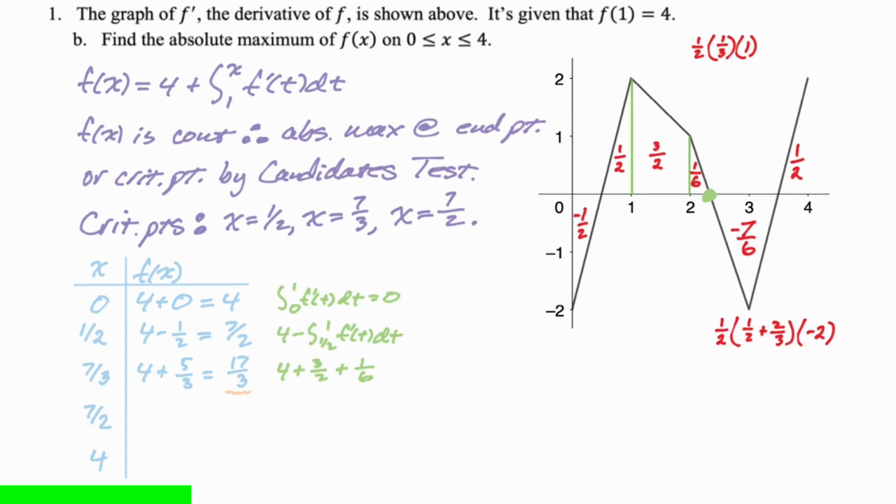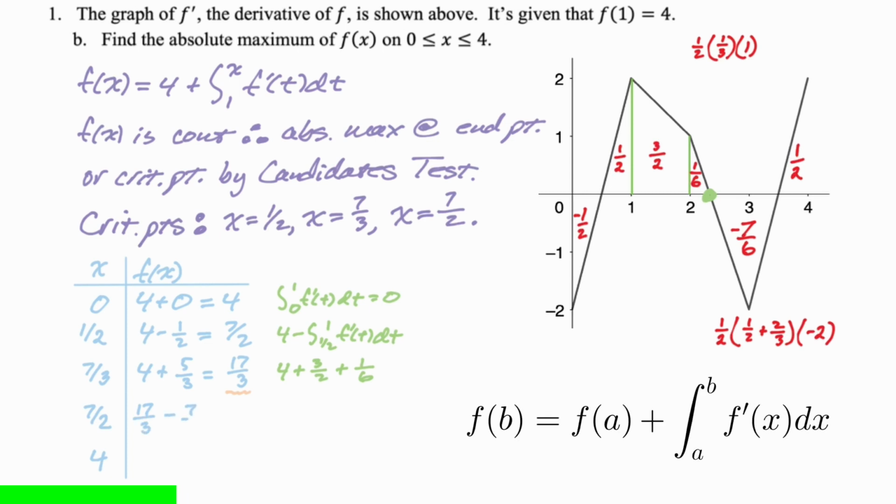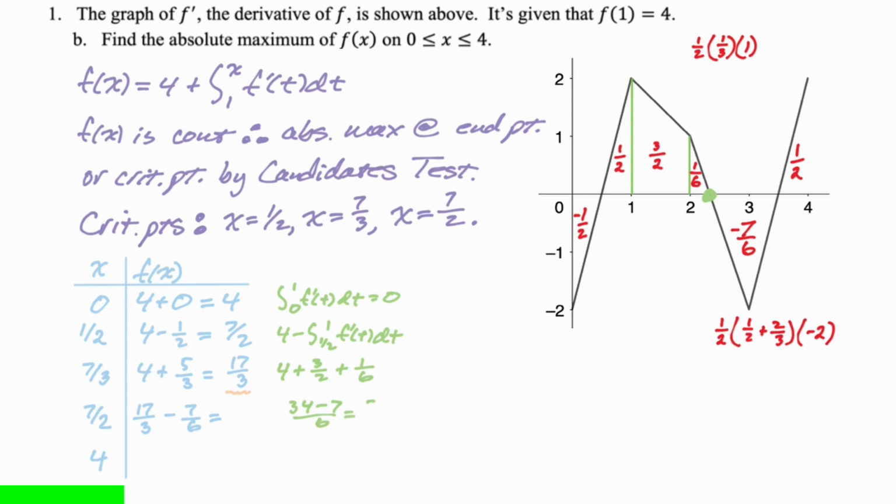Next up we are going to have at 7 halves, I'm using the 17/3 now and just going from there. So I'm basically integrating from 7/3 onwards, but I'm not really explaining that as I go. I get 17/3 and then I'm subtracting 7/6, and the work for that, if you need to do it, it's just arithmetic, but we get 27/6, which is 9 halves.